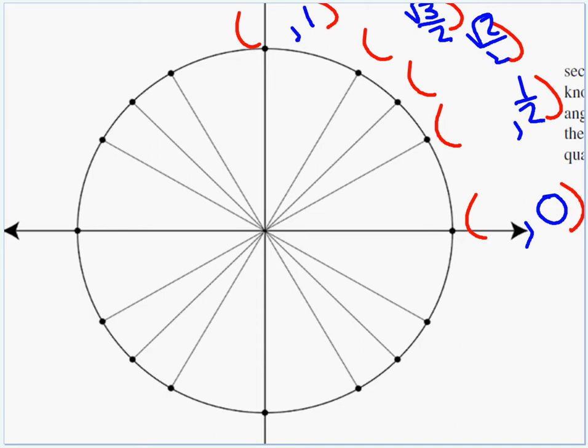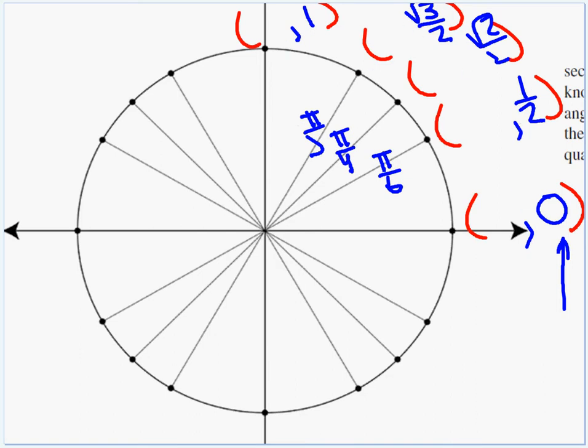Now, those are all sine values. All of these are sine values for the different angles. Let me put the angles in there again. Pi over 6, pi over 4, pi over 3. So here's my sine value of pi over 6. Pi over 3, the sine of pi over 3 is this y-coordinate.